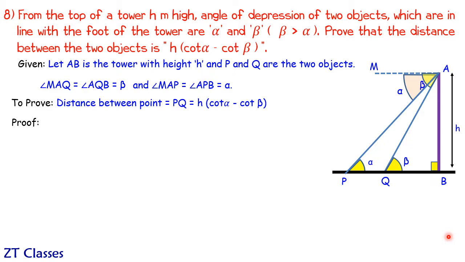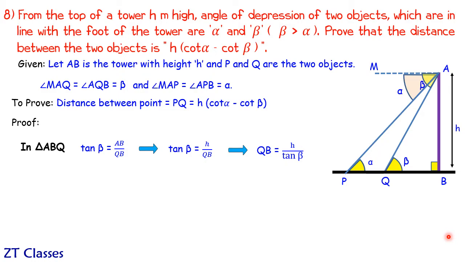So let's take our first triangle, that is triangle ABQ. We'll take the ratio of tan beta, which is AB perpendicular upon QB. AB is H, so let's replace it and get the value of QB. QB is coming as H upon tan beta, right?